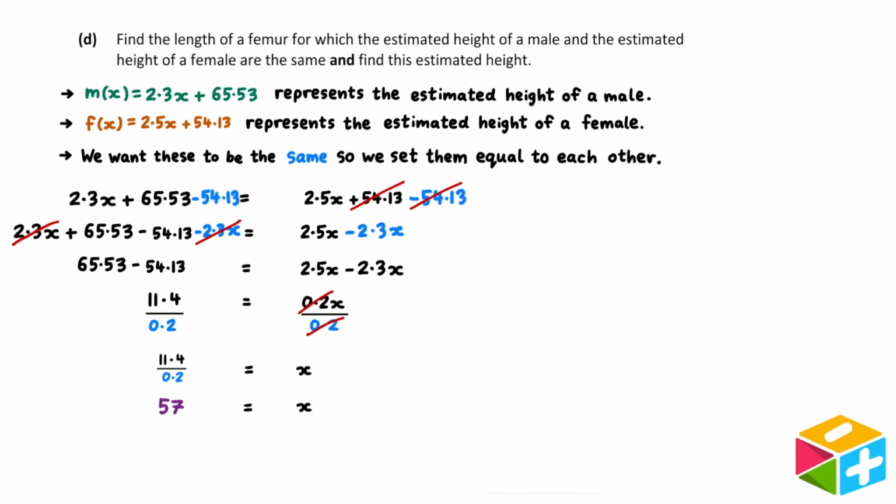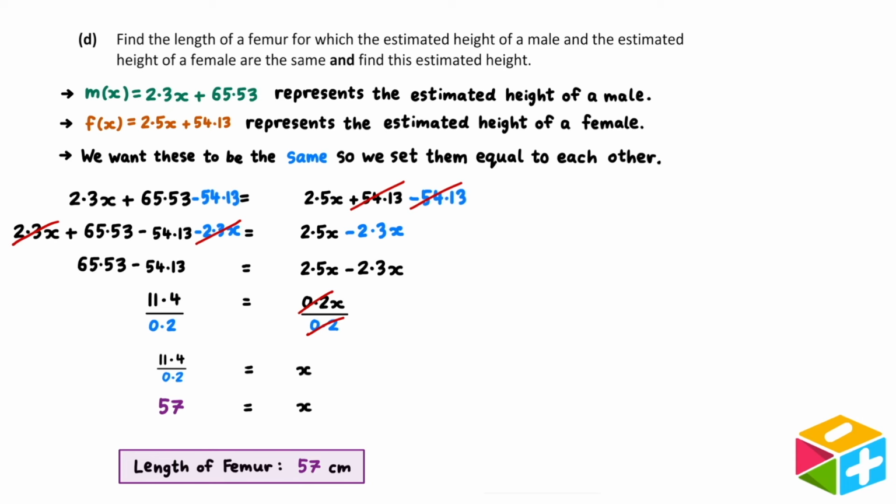So we found that x is equal to 57. Here, x represents the length of the femur bone, and the unit for this is centimeters. So our answer here is that the length of the femur is 57 centimeters.